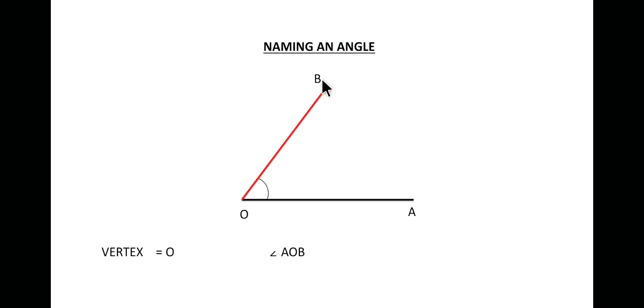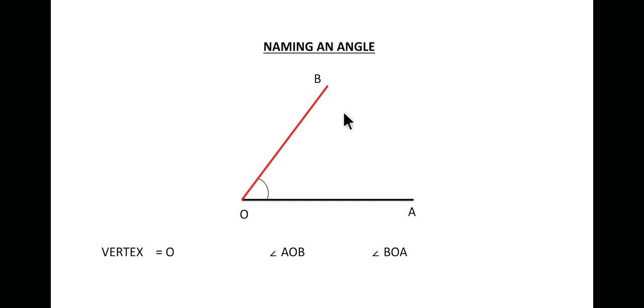Similarly, if you start from B and move towards A, you'll move from B, reach O, then reach A. In that way also you'll be forming the same angle. So BOA. Thus we can name this angle also as angle BOA. So either you name it as angle AOB or angle BOA. But remember, you cannot name it as ABO because A and B are not connected.